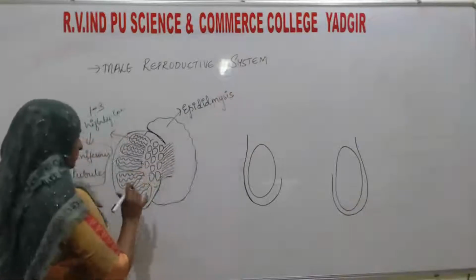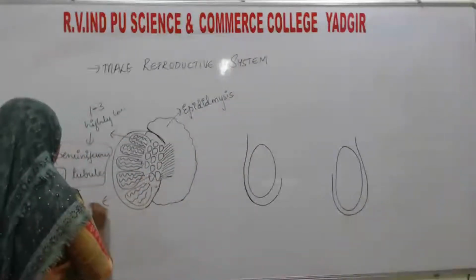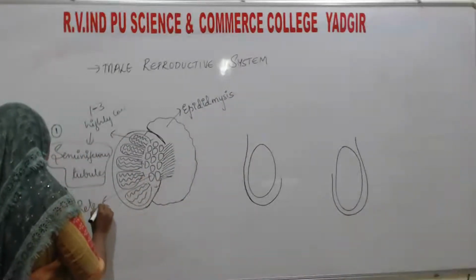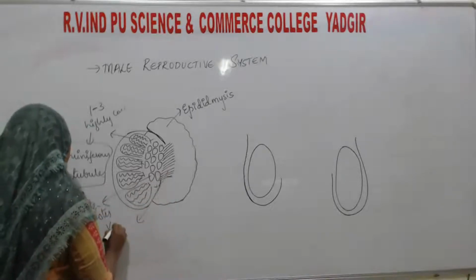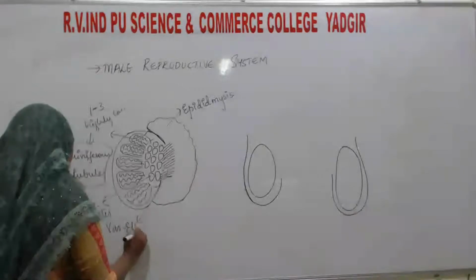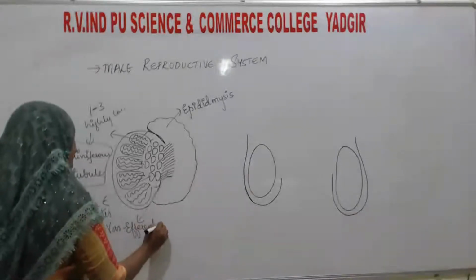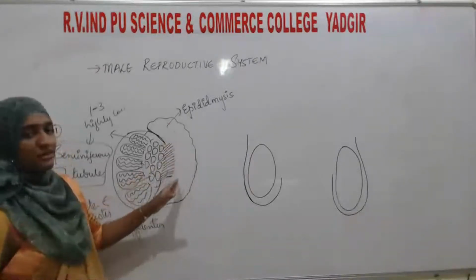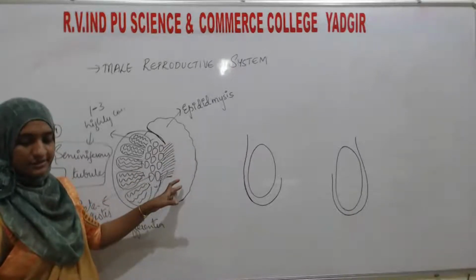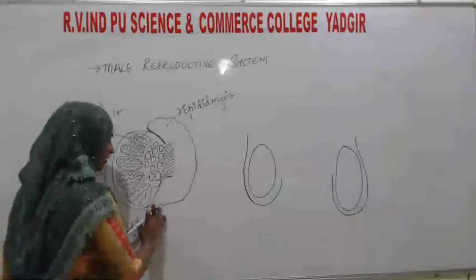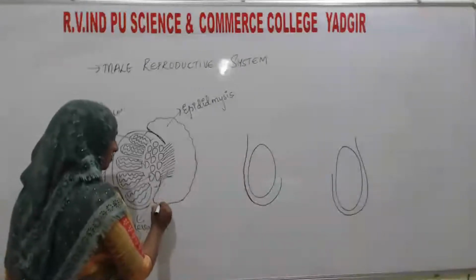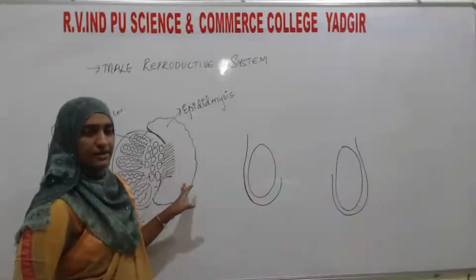See here, this is the rete testis. This is the vas efferentia. Then this structure is the epididymis. Okay. Then next, from here, what is the role or what is the function of the epididymis?